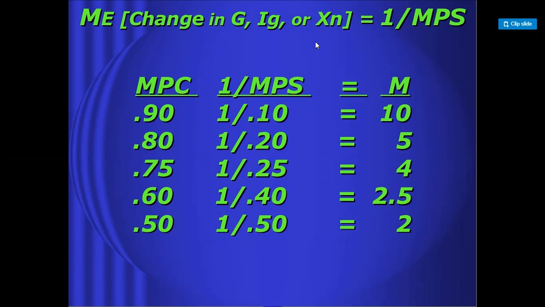So we will understand the algebraic expressions of this. First of all, the mathematical expressions. I will explain MPC, MPS, and how we can find the multiplier. For example, it is given here that MPC is 0.90, 0.80, 0.75, 0.60. To find MPS, MPS equals 1 minus MPC.